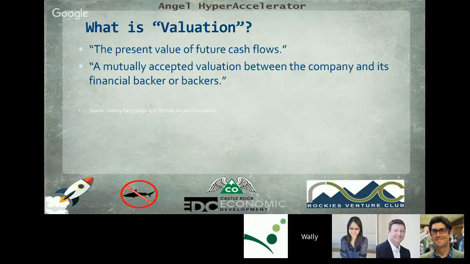When you understand that, it makes it a little easier to figure out how you can work out your present value from those future cash flows. The second definition here is mutually accepted valuation between the company and its financial backer or backers. That basically says the market is going to decide. We see a lot of companies who start out with a high valuation, they can't get funded, and it tells us that was not the right valuation. Then they come to something more reasonable and they get funded, and that tells us maybe that was the right valuation.